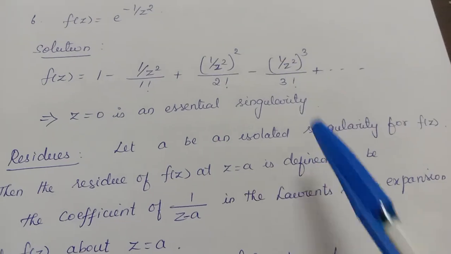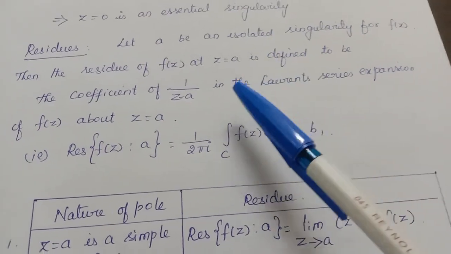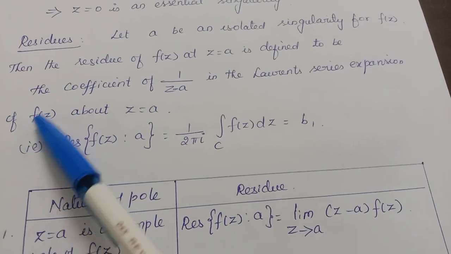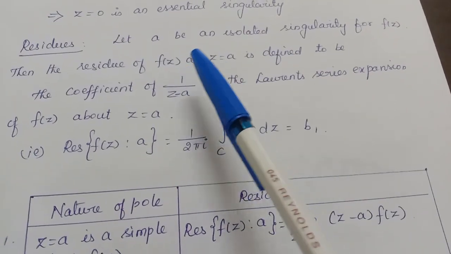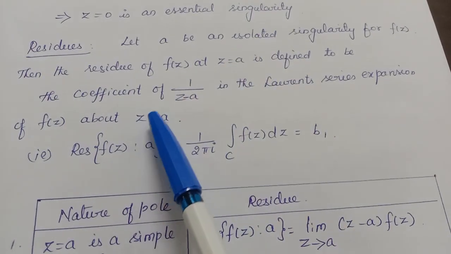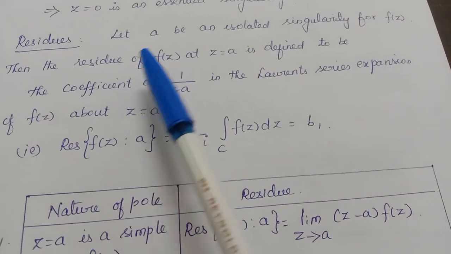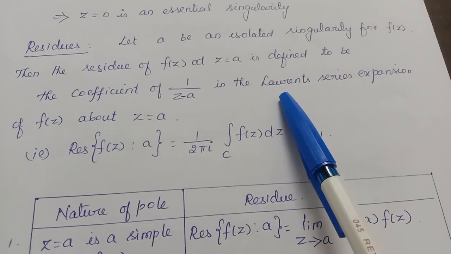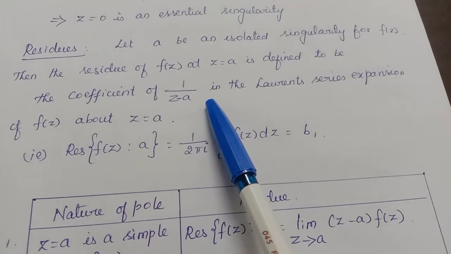So that's all, we have completed the types of singular points. Now we are going to find the residue of a given function at the singular point. So what is a residue? If a is an isolated singularity for f of z, then the residue of f of z at z equal to a is the coefficient of 1 by (z minus a) in the Laurent series expansion. Okay, so if it is a singular point, you can write the Laurent series expansion. In that expansion, look at the coefficient of 1 by (z minus a). That is called the residue.